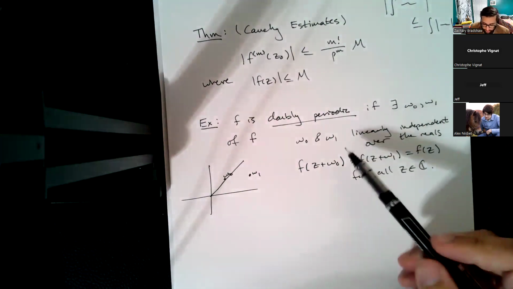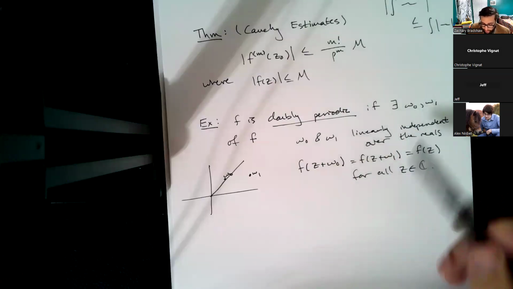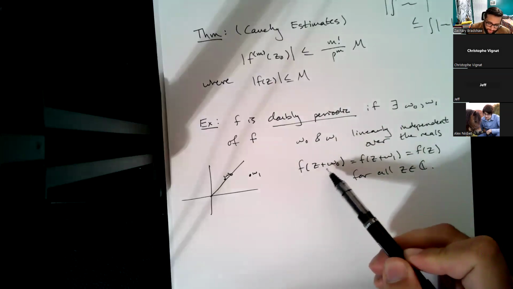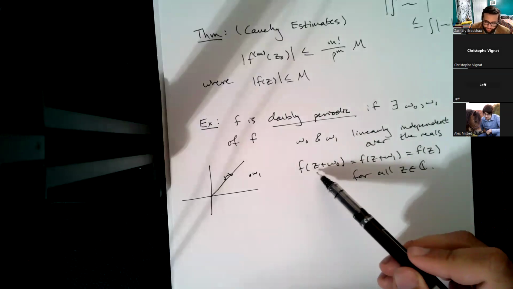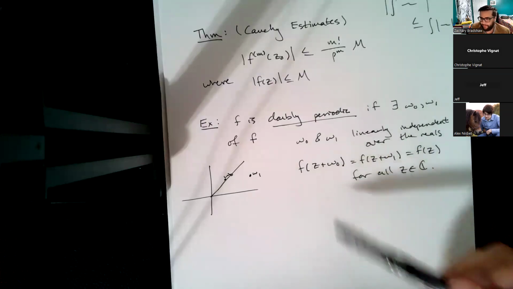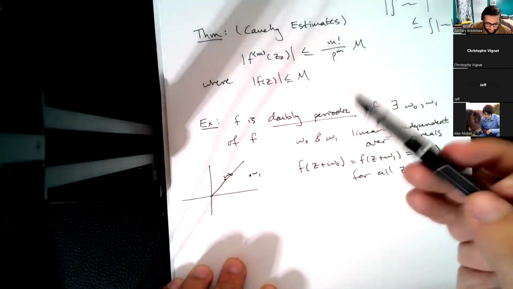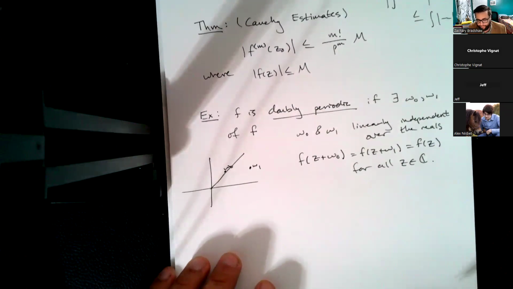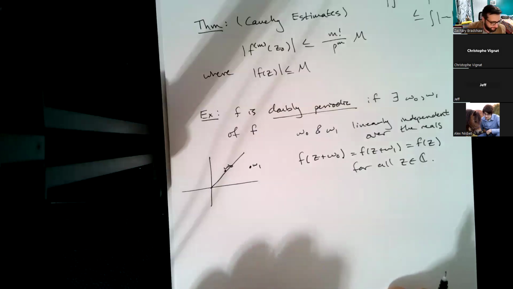Okay, so we have two periods. So these are just numbers which we can tack on to the argument here that leave the evaluation of the function invariant, right? So f repeats after omega 0, but it also repeats after omega 1, and these are linearly independent in the sense that, how do I say this better than linearly independent over the reals? I don't have a better way to say that.